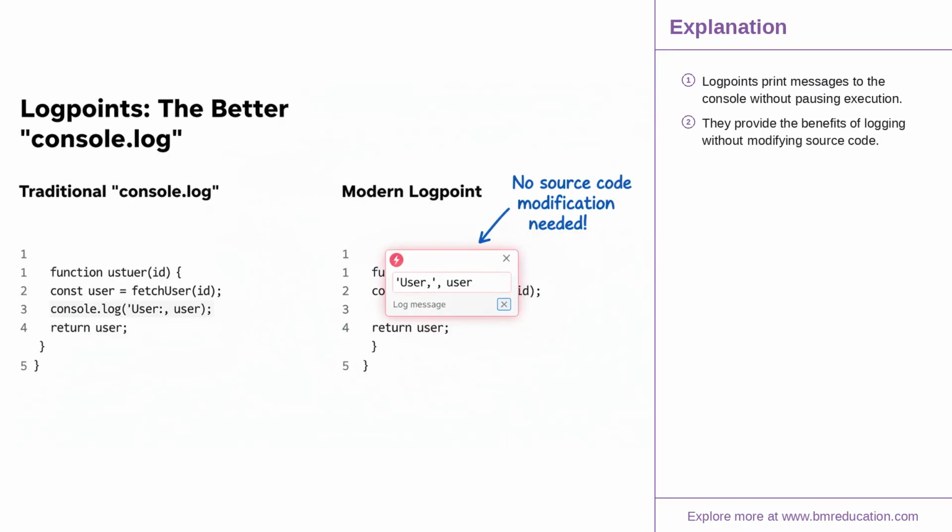What if you want the benefit of console.log, seeing a value at a certain point without pausing and without modifying your code? The answer is a log point. By right-clicking where you would set a breakpoint and choosing Add Log Point, you can enter an expression to be logged. When execution hits this line, the value is printed to the debug console, and the application continues running seamlessly. It's the perfect blend of logging and debugging.